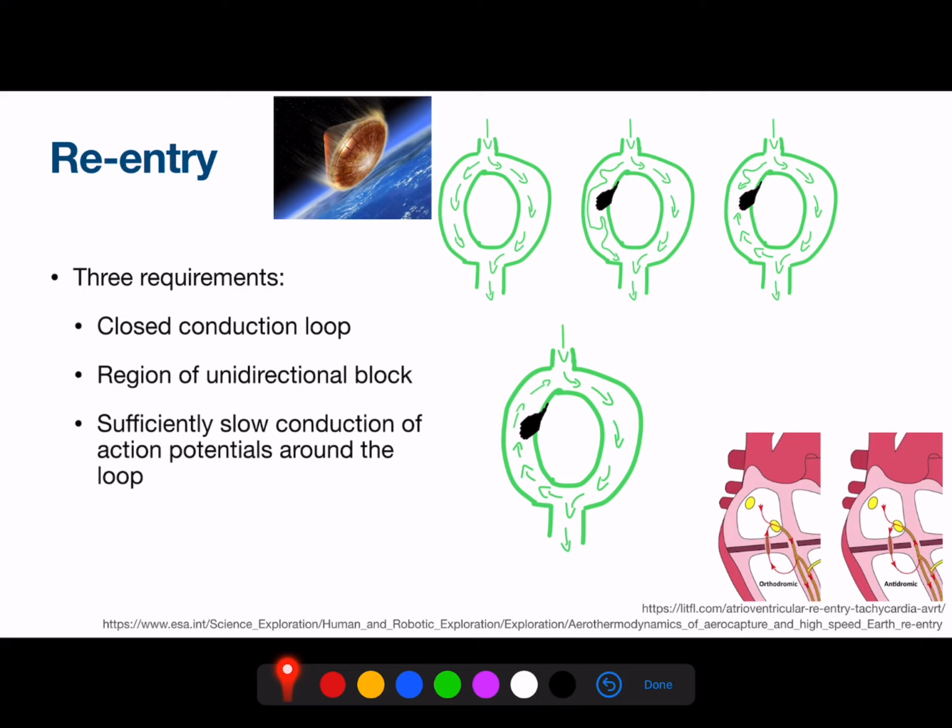Re-entry is a little bit more difficult, but I will try to explain it as easily as I can. For re-entry, we need 3 requirements. First of all, what's important? We need to have a closed conduction loop. That means we have action potentials going on one side and on the other side and meeting again.